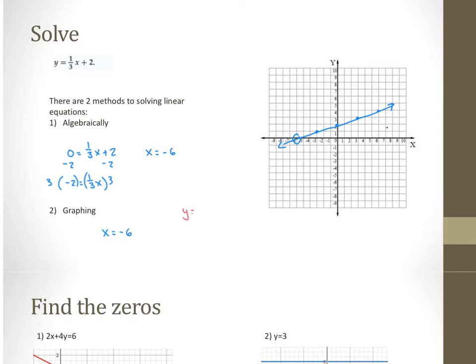So y is equal to 1/3 times -6 plus 2. -6 divided by 3 gives me -2, plus 2. y is equal to 0. It checks out. Okay, so if ever you doubt your graph, you can always check algebraically.